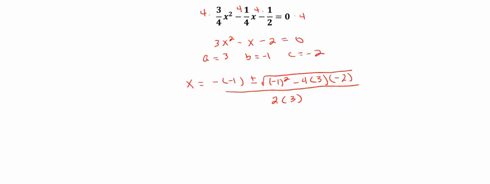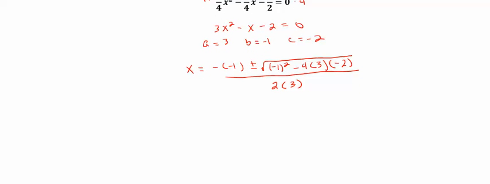Now once we get plugged into the quadratic formula, we want to simplify underneath our square root symbol. So first of all, we have that negative times negative here, so that's going to make a positive 1, plus or minus. -1 squared is simply 1, because -1 times -1 is 1.